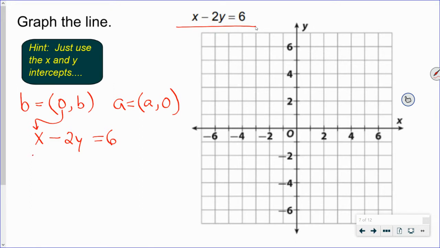I can write it down if you want me to. It's 0 minus 2y equals 6, but I don't need the 0. To figure out my y-intercept, I'm going to divide by -2. I'm just solving a really super simple equation. And so y is equal to -3.